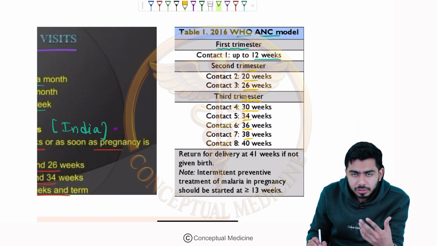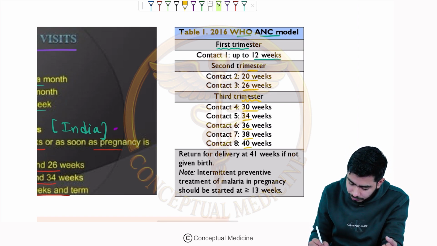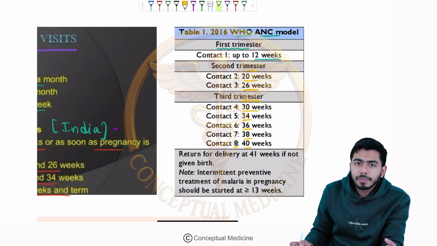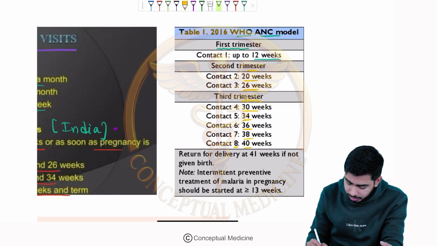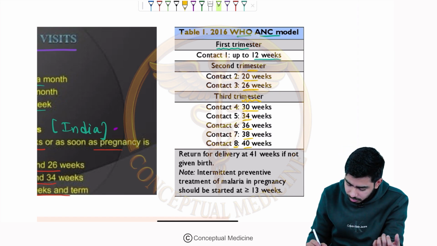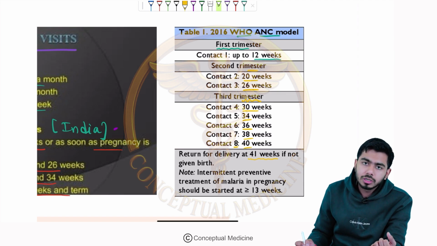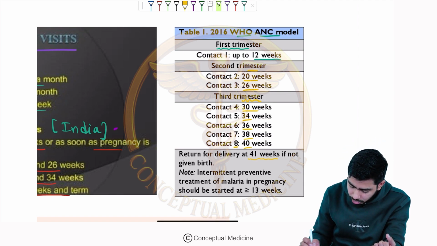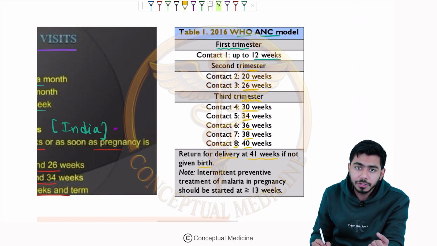And in case the baby doesn't deliver yet, then at 40 weeks, there would be the eighth visit, right? And in case the delivery didn't happen till 40 weeks and extends up to 41 weeks, then obviously they should be coming again for the checkup. If not given birth, return for the delivery, right?